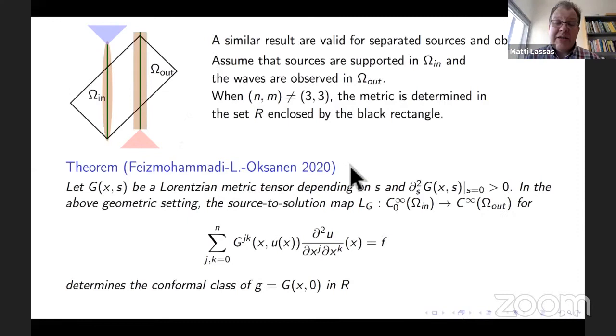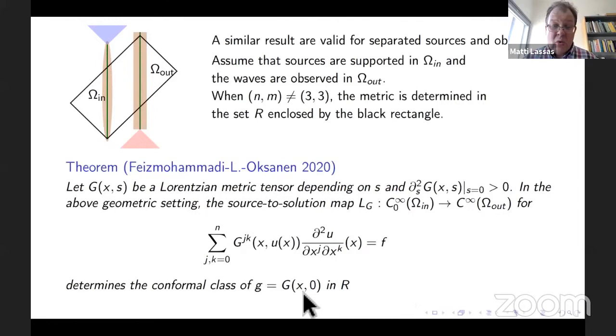So in this geometrical setting, when we define the source-to-solution map for this nonlinear equation, then we can determine the conformal class of the metric, with the value zero substituted in the place of u. This is of course because we consider small sources f, so u is small. So anyway, we can only reconstruct the metric in the best case for small values of the parameter s. The conformal class means that we obtain the metric tensor multiplied by some unknown function. This is a very natural thing, because if we multiply this equation by a scalar function, then in the region where f is equal to zero, the equation still holds. So this is basically the best we could reconstruct.